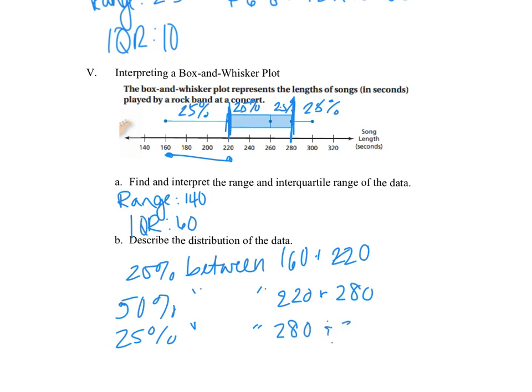So when you're describing your distribution, I'd say 25% between there, 50% between there, 25% between there, and it would be considered skewed left because of that left whisker being pulled that way. Box and whisker plots just show the distribution of that data set.